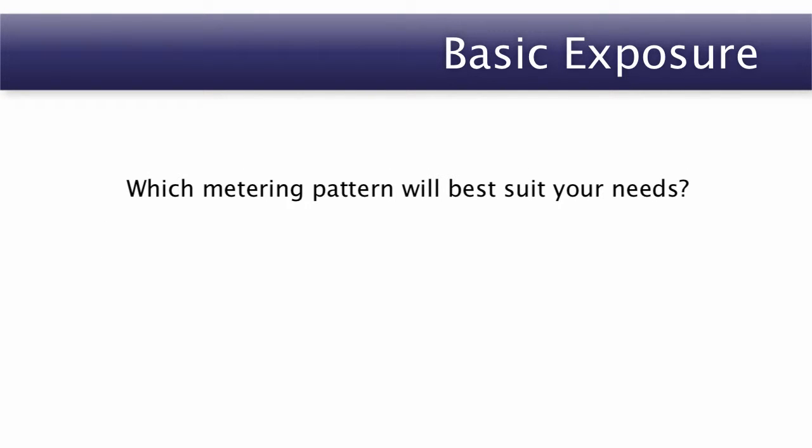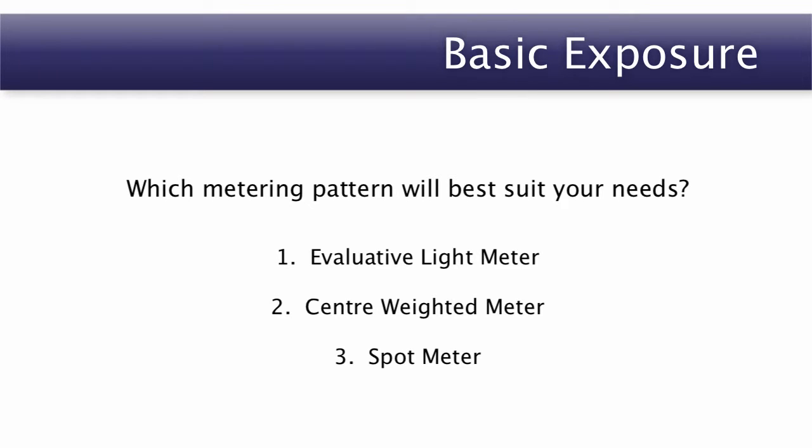First, you must decide which metering pattern will best suit your needs. There are three main types, and they all see the environment a little differently. Not one particular metering pattern is perfect for all situations, though most photographers will select the evaluative metering as it is considered the best all-round choice for most situations. The three metering choices are evaluative light meter, center weighted meter, and spot meter.